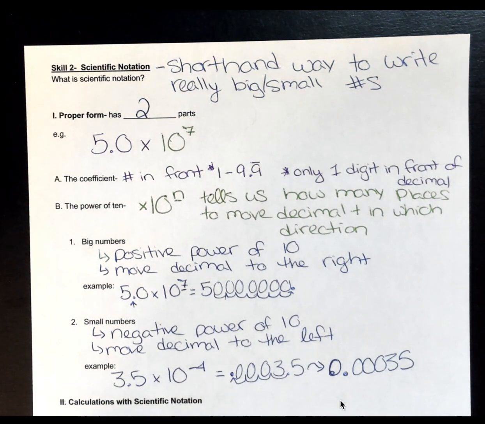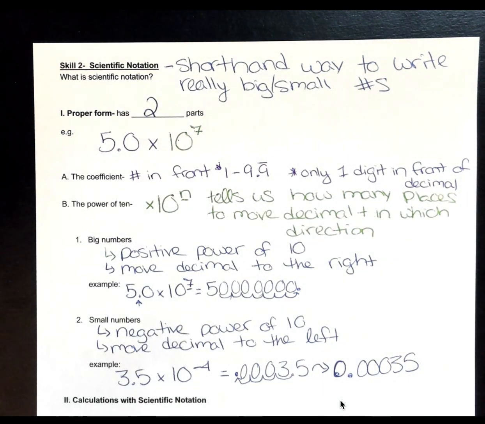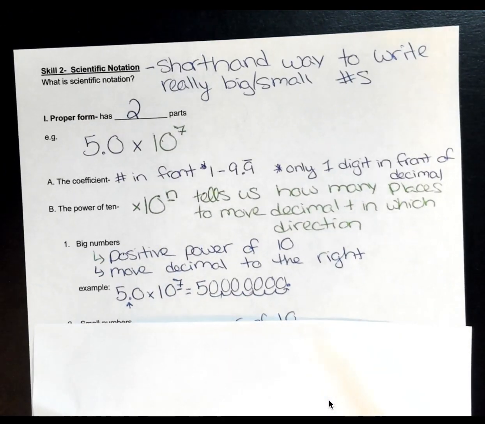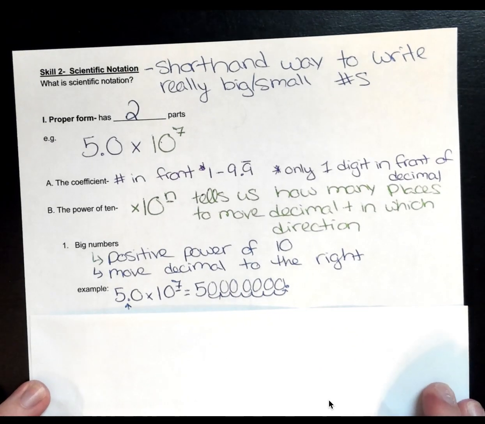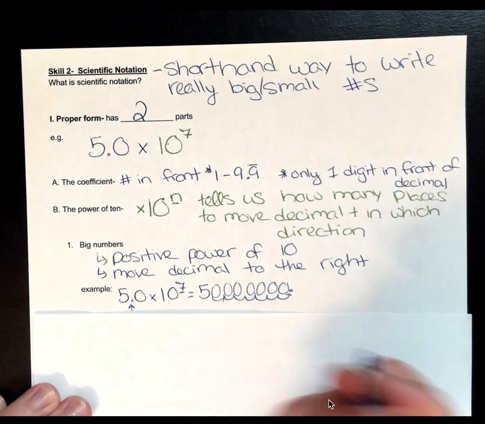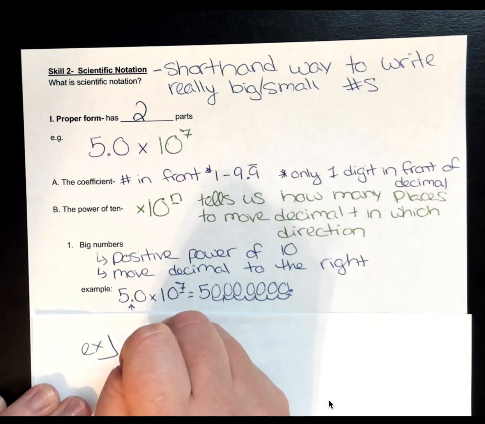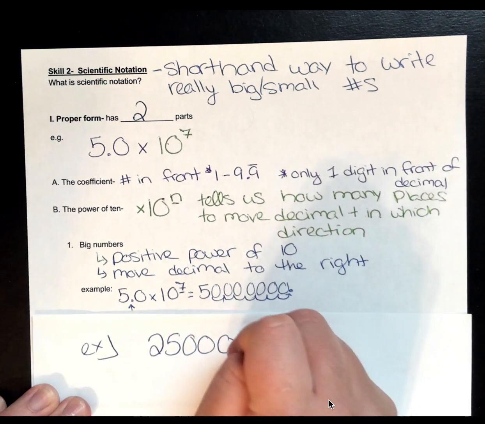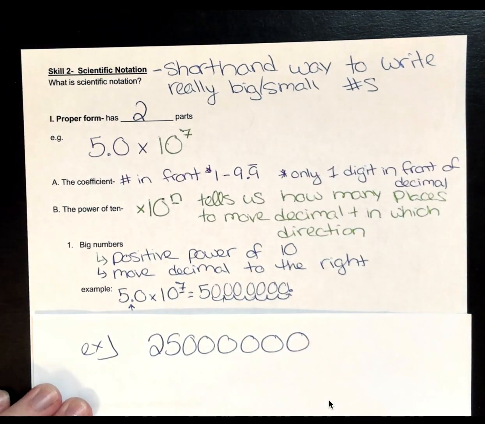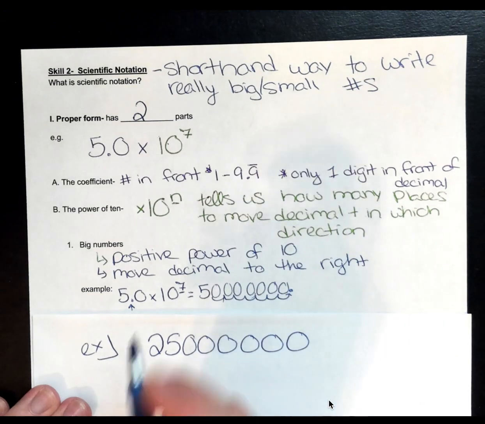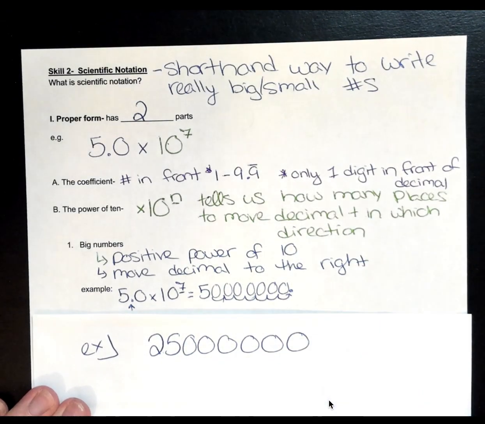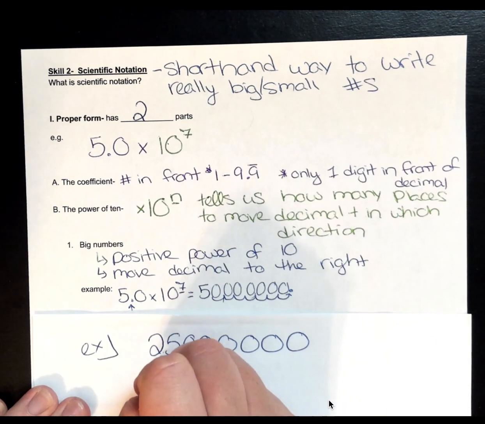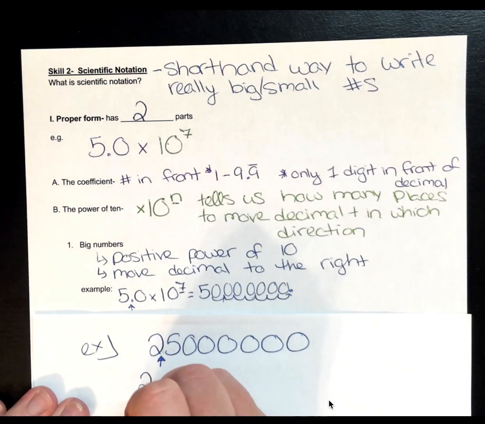We're going to do a couple of examples now in the opposite direction. So if I were to have, for example, I'm going to go back up to my big numbers. If I were to give you this number, where maybe I said we have 25,000,000. Now, when I first figure out what my coefficient is going to be, I'm going to look at my number, and I'm going to make it so that I have one number in front of my decimal point. So the decimal point is going to go right here. So my coefficient is going to be 2.5.